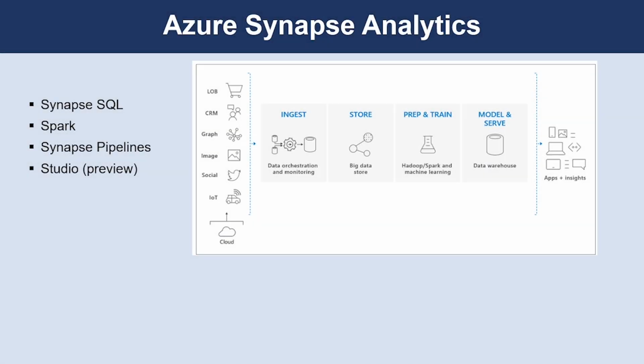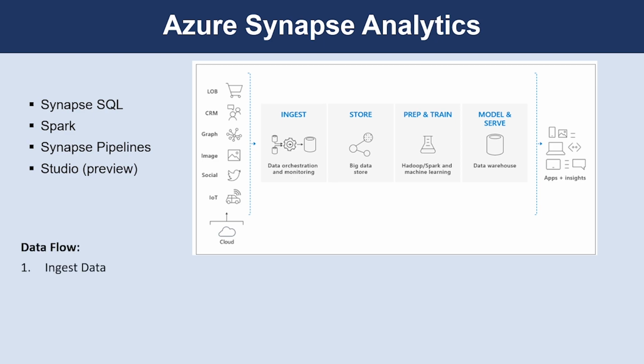Azure Synapse is an analytics service that brings together enterprise data warehousing and big data analytics. It gives you the freedom to query data on your terms using either serverless, on-demand, or provisioned resources. Azure Synapse brings these two worlds together with a unified experience to ingest, prepare, manage, and serve data for immediate BI and machine learning needs. Azure Synapse has four components: Synapse SQL, Spark, Synapse Pipelines, and Studio, which is under preview right now.